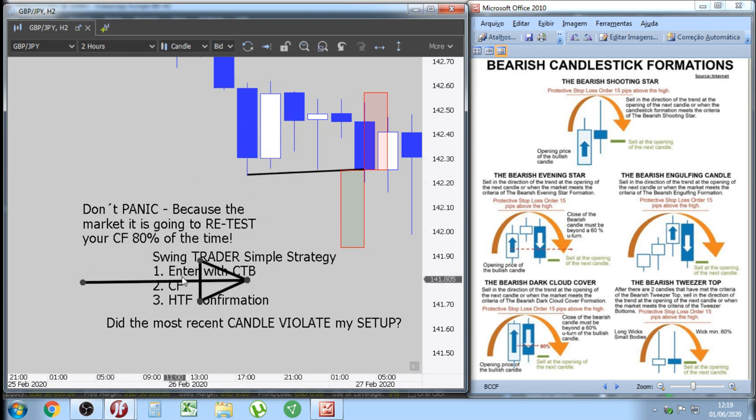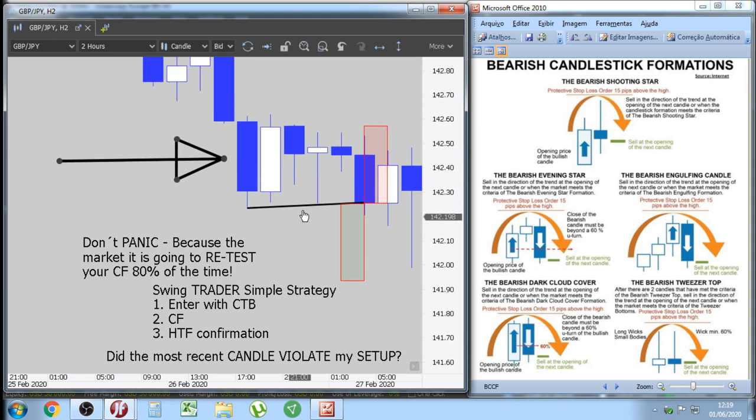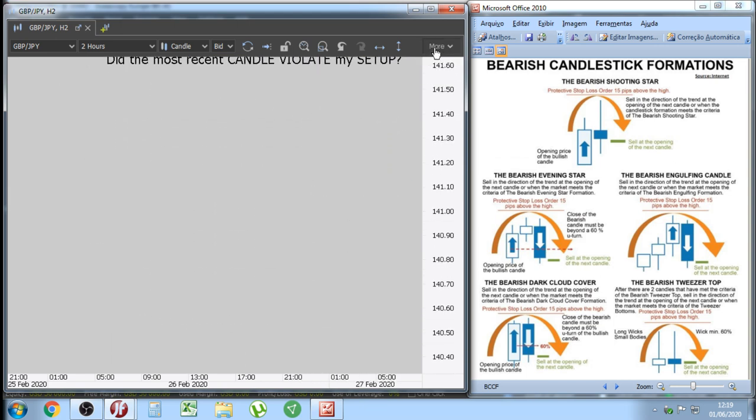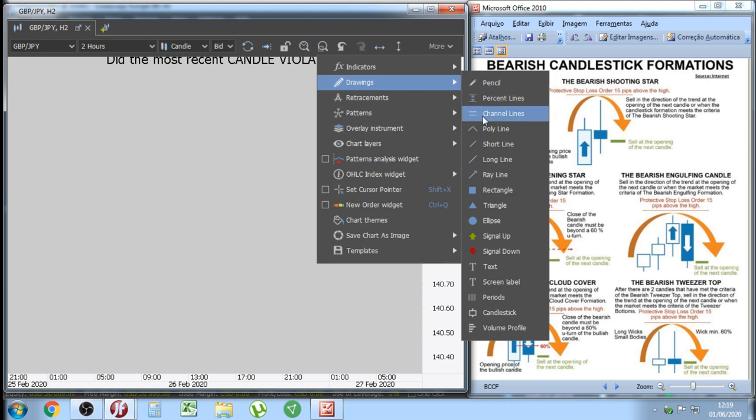What does this mean, of course? What does it mean to violate the setup? Setup violation would be if the market would hit the stop loss and make a higher high. Everybody, just for you to understand, okay?